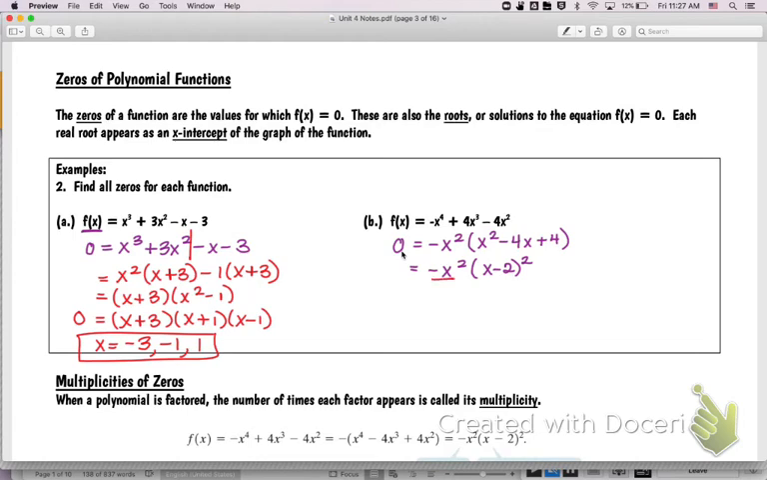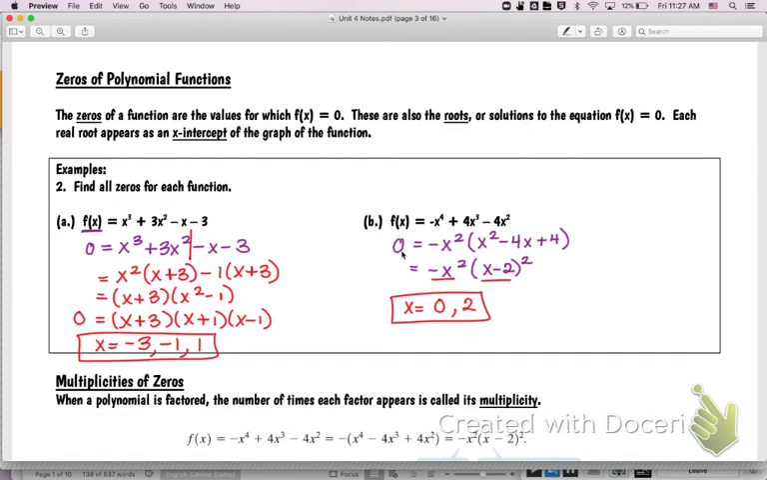But so now we set each of these equal to 0, and we get x equals 0, because 0 squared would be 0, or 2. And even though that's squared, we don't need to write down 2 twice. If it's a solution once, it's a solution however many times. So that is what we get.